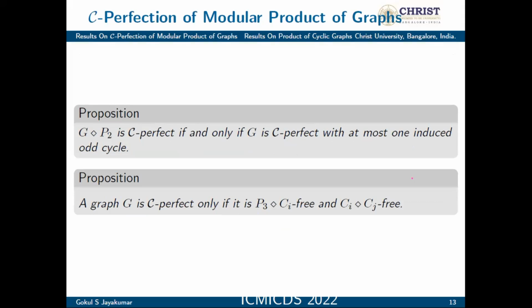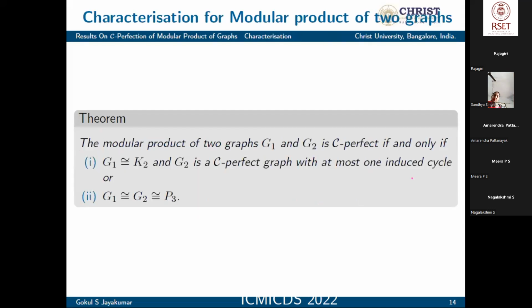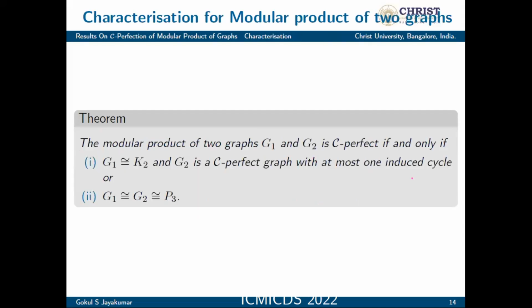This is possible with the help of an existing result by Dr. Sampath Kumar on duplicate graphs. So G modular product P2 would be isomorphic to its duplicate. So with the help of that theorem, we were able to prove this. A graph G is C perfect if and only if it is a P3 modular product Cn free for n greater than or equal to 3, and a Ci modular product Cj free for i, j greater than or equal to 3. With these lemmas and theorem, we are able to characterize the modular product of two graphs.